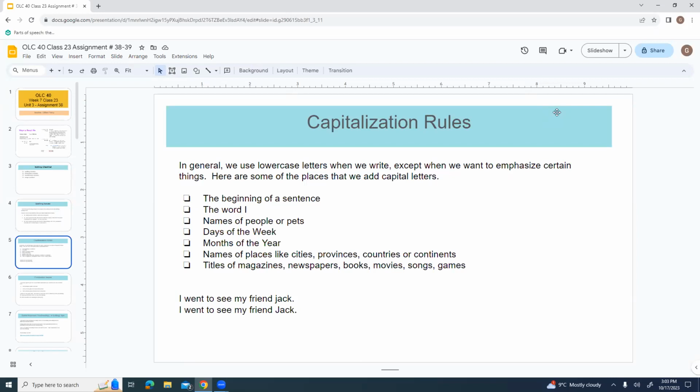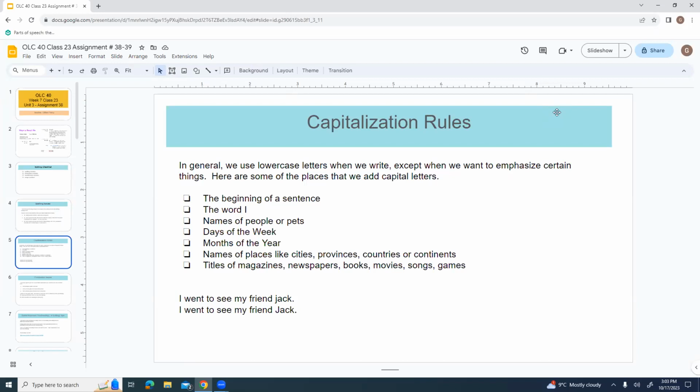right? If we say Asia or Antarctica, we capitalize those. Titles of any kind of a magazine, a newspaper, right? The Wawate would be a capital W. Books, movies, songs, any kind of video games.